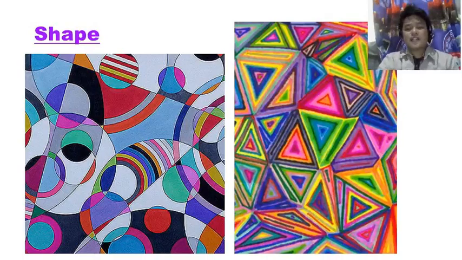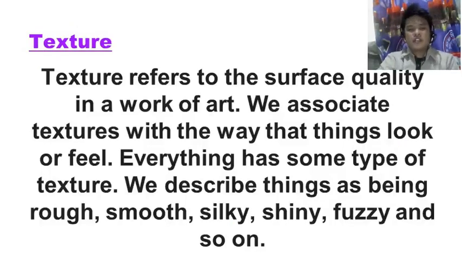Okay, next is the texture. When we say texture, it refers to the surface quality in a work of art. So usually we associate this with the way that things look or feel. Okay, we usually assume what it feels like even though we are only watching it. Okay, so everything has some type of texture. When we refer to texture, we usually describe this as rough, smooth, silky, shiny, fuzzy, and so on and so forth. Okay, just like this one.